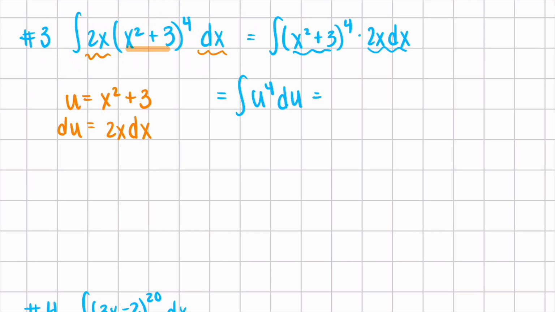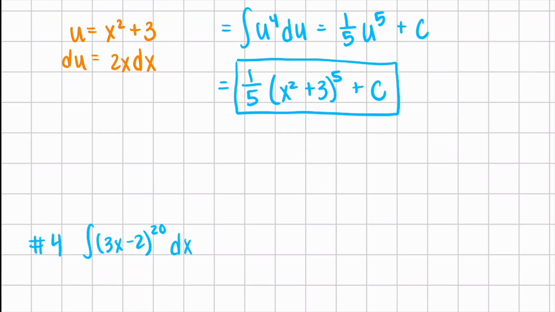Again, notice that it's much easier to integrate. U to the 5th, I want to multiply by 1/5 out front. Don't forget the plus c. Substitute back in so that we finish to be in terms of x. And we have our answer.